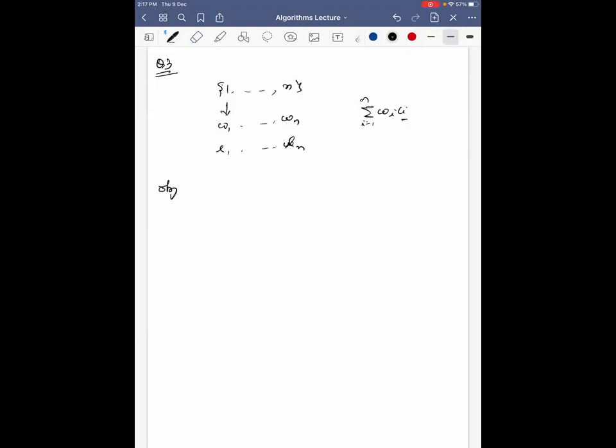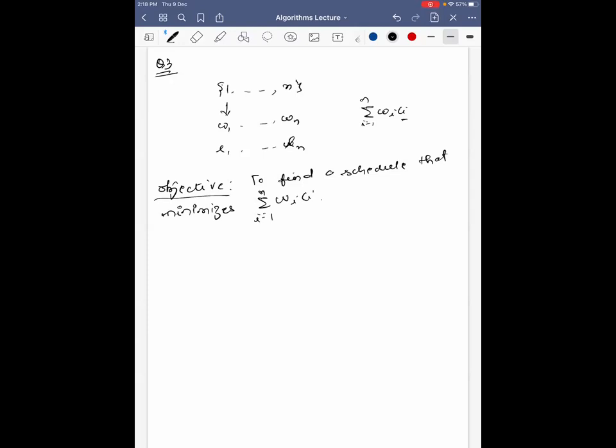So the objective is to find a schedule that minimizes the summation of WiCi as i runs from 1 through n. Is this clear what we are trying to do? Just once more, can you define Ci? Ci is the time that has elapsed till the completion of the ith job.